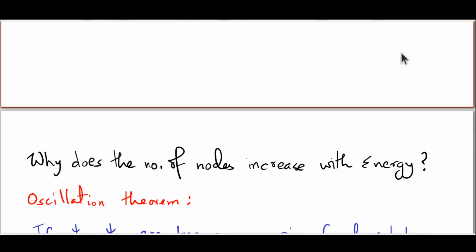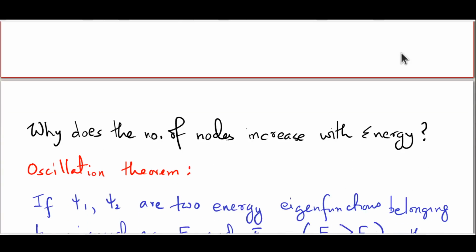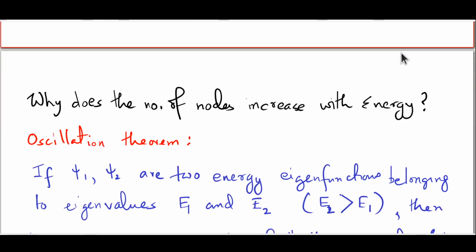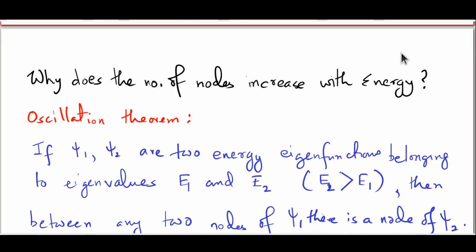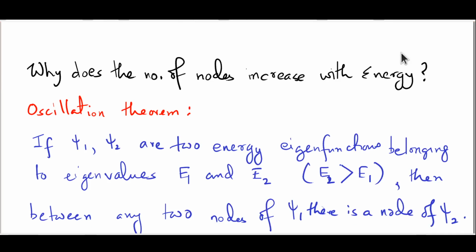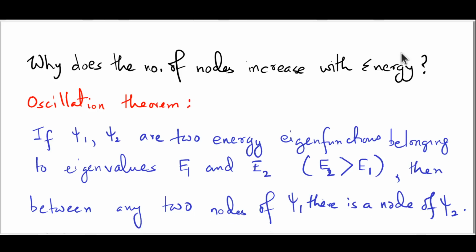So what does the Oscillation Theorem really say? It says that if psi1 and psi2 are two energy eigenfunctions belonging to eigenvalues E1 and E2 respectively, where E2 is more than E1, so psi2 corresponds to the larger of the two energies, then between any two nodes of psi1, the one corresponding to the smaller energy, there is a node of psi2. So between any two nodes of psi1, there is a node of psi2.